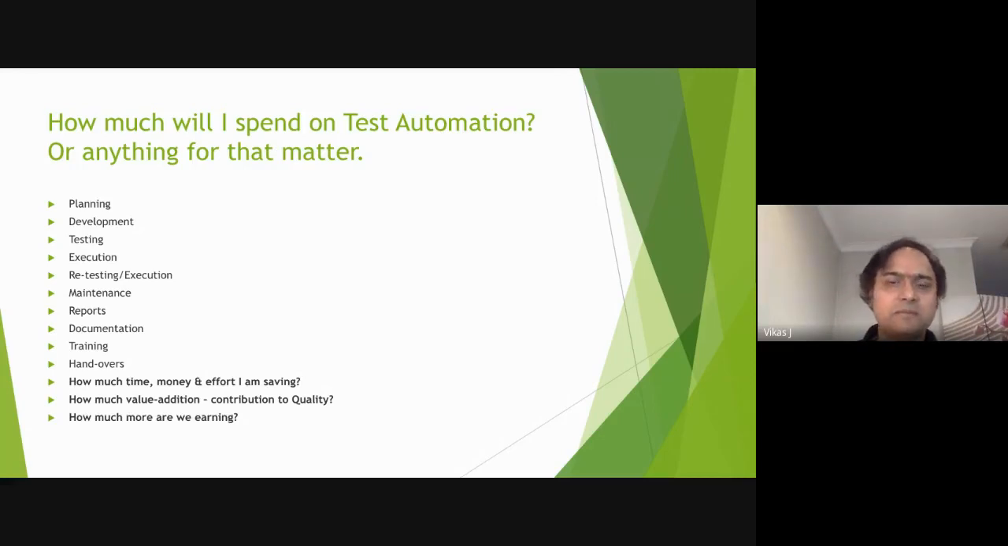Now, each step is a discussion in itself, okay? And we don't have that much time. But I'll try to touch upon a few aspects of these topics, okay? Which need to be kept in mind and which need to be addressed so that we get a good return on investment.